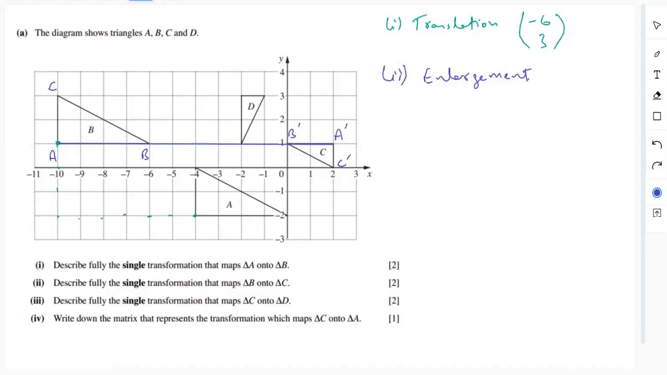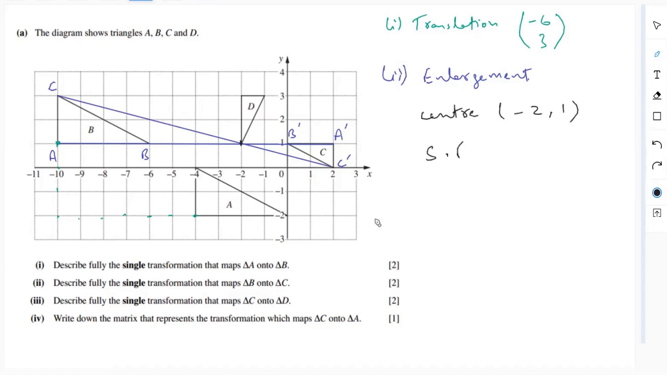But then we join C and C dash. Let's see what we get from that. We get -2 and 1. So that's your center of enlargement. -2 and 1. Okay. This is the center of enlargement. So the center of enlargement is -2 and 1.